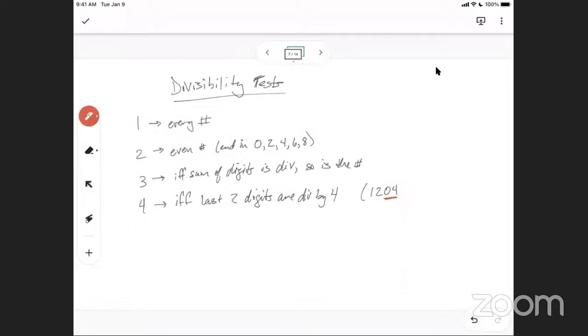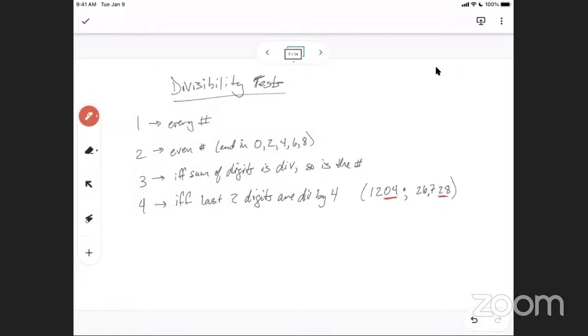Or another number could be 26,750. I'm sorry, that's not divisible by 4 because 50 isn't divisible by 4, so neither is that number. But if I said 52, or let me do an easier one, 28. 28 is divisible by 4, and so is this whole number.